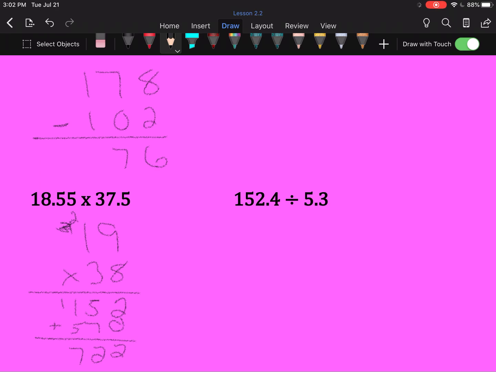And 152.4, so that's going to be 152. 4 tells us to keep the 2. Divided by 5.3. 3 says keep the 5. Now just divide. 5 goes into 15 3 times perfectly, leaving us with 2. 5 does not go into 2 at all, so it's 0, remainder 2.